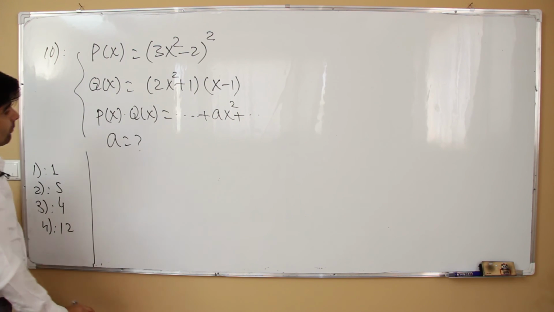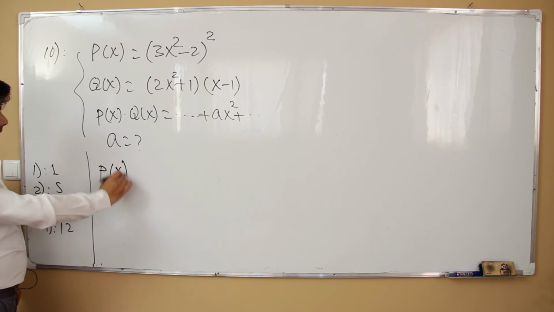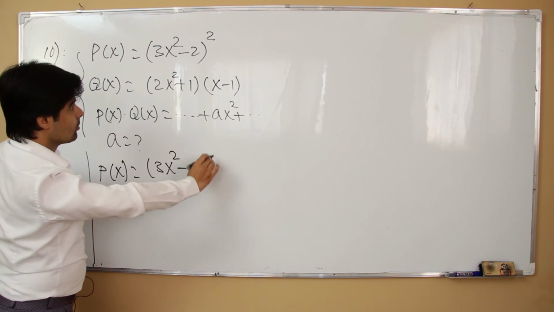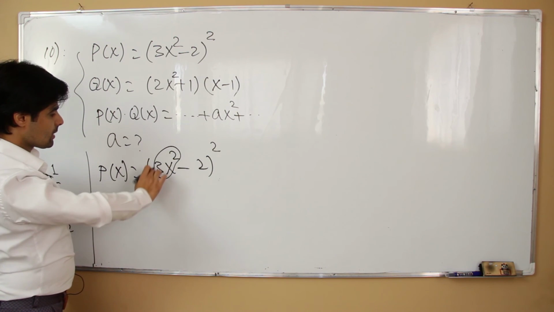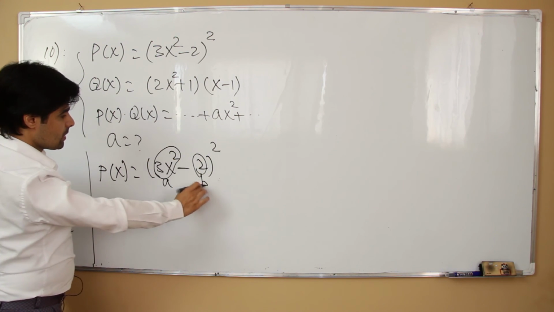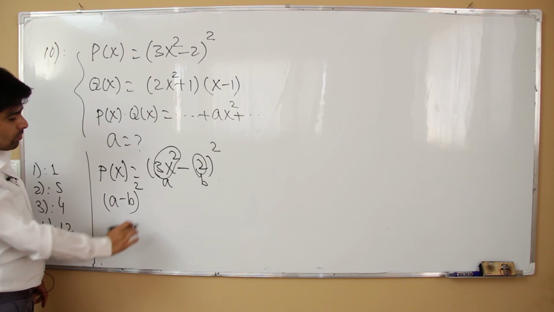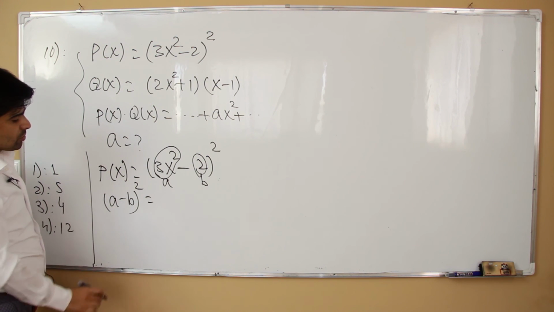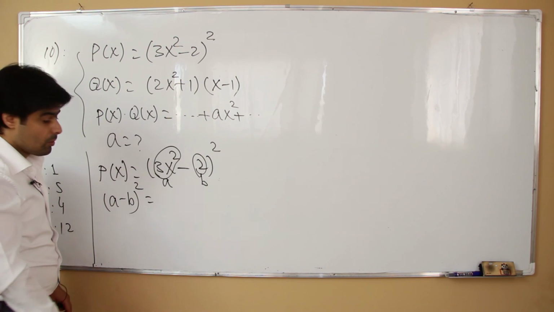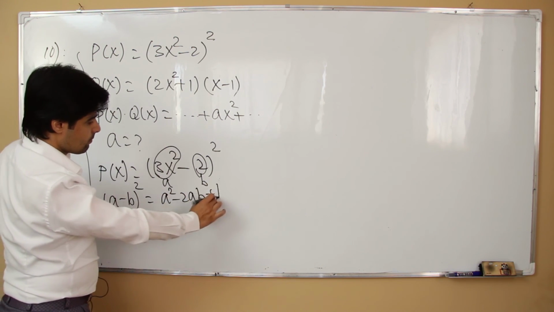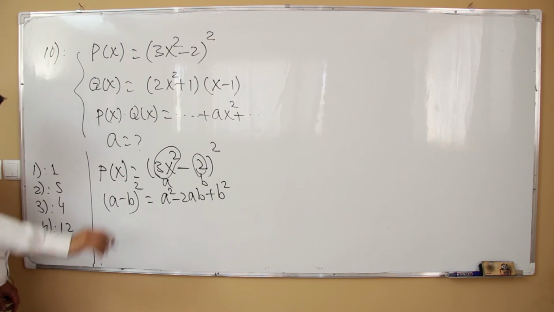Now, how can you solve? First, simplify P(x). P(x) is (3x² - 2) raised to the power 2. This one is, I think, a, and this one is b. So we have (a - b) whole to the power 2. What is the simplification of (a - b) raised to the power 2? It is a² - 2ab + b². Yes, am I right? Yeah.